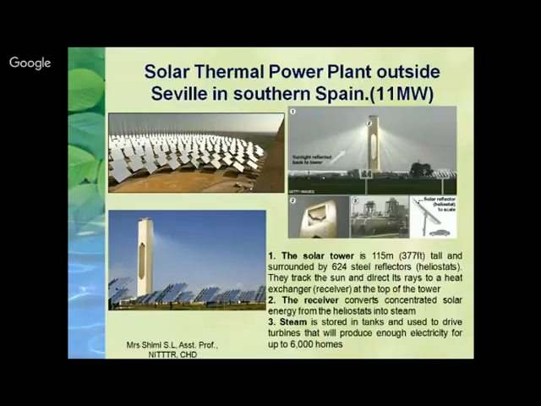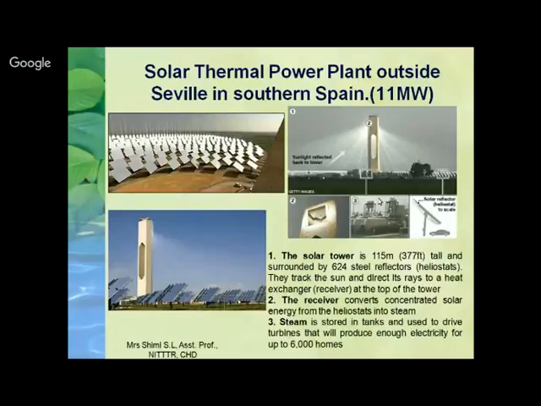And there is a receiver, and that receiver converts the concentrated solar energy. This is the receiver. These are the heliostats which will reflect the light to the receiver here, which converts the concentrated solar energy from the heliostats into steam. So water is converted into steam by this large heat generated, and this steam is stored in tanks.